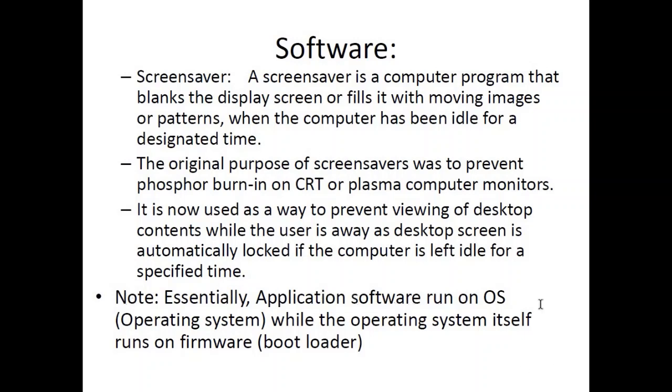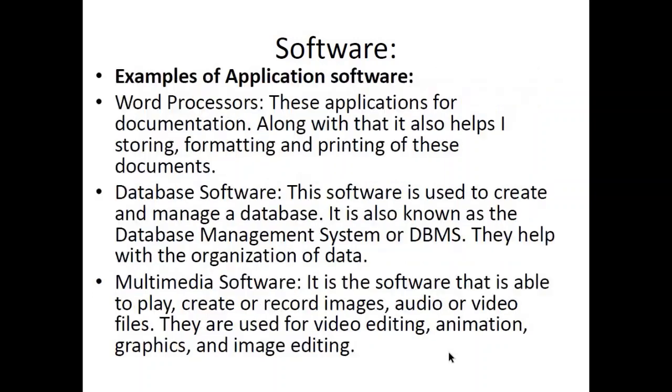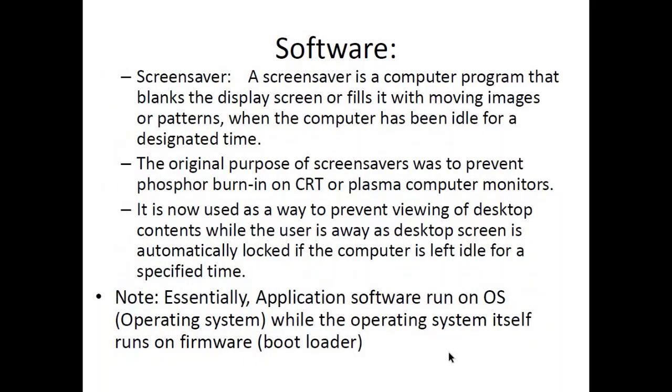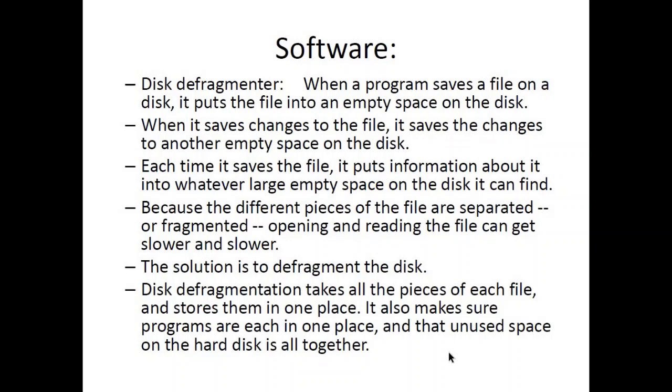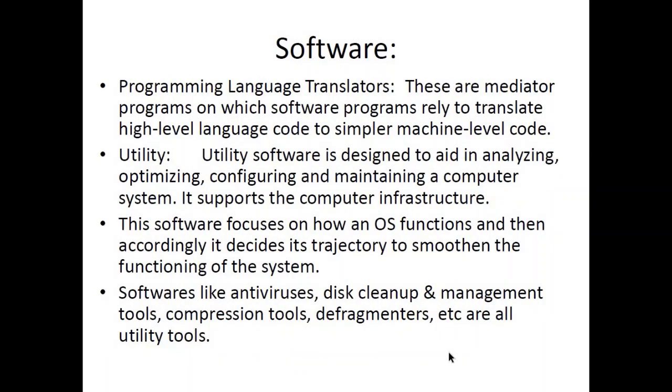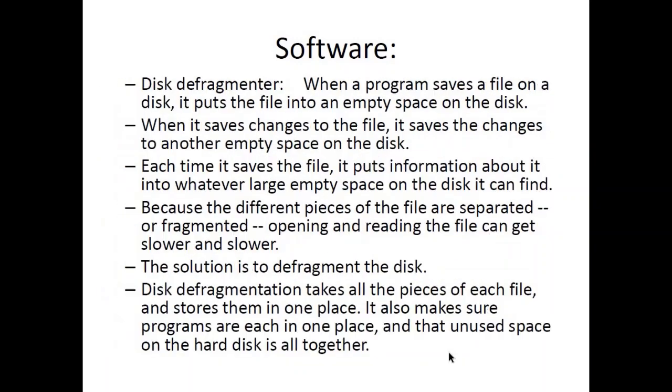Essentially, application software runs on the operating system, while the operating system itself runs on the firmware or the bootloader. The firmware is also known as the bootloader. The examples of utilities were: screensaver, disk defragmentation, antivirus, and disk cleanup.